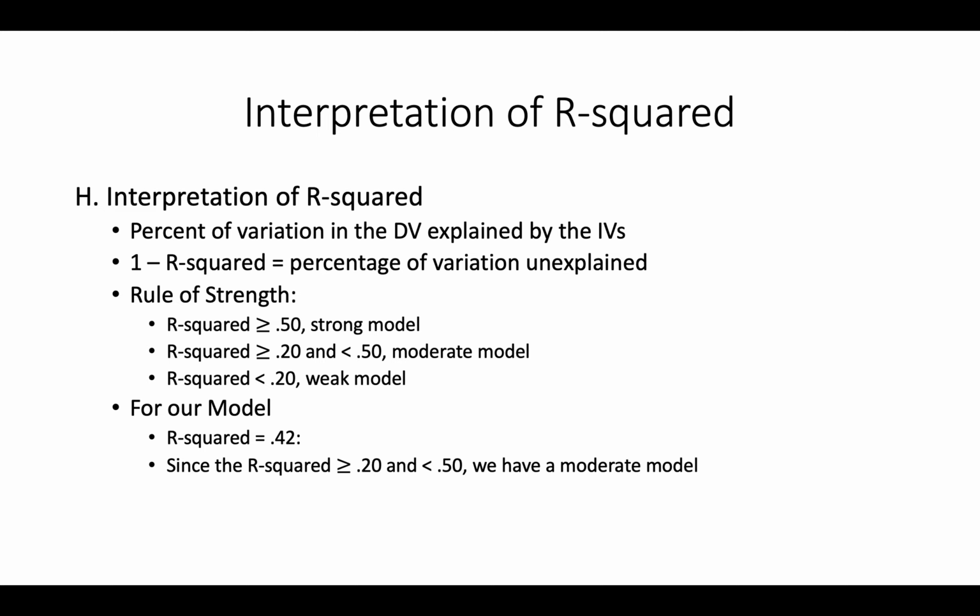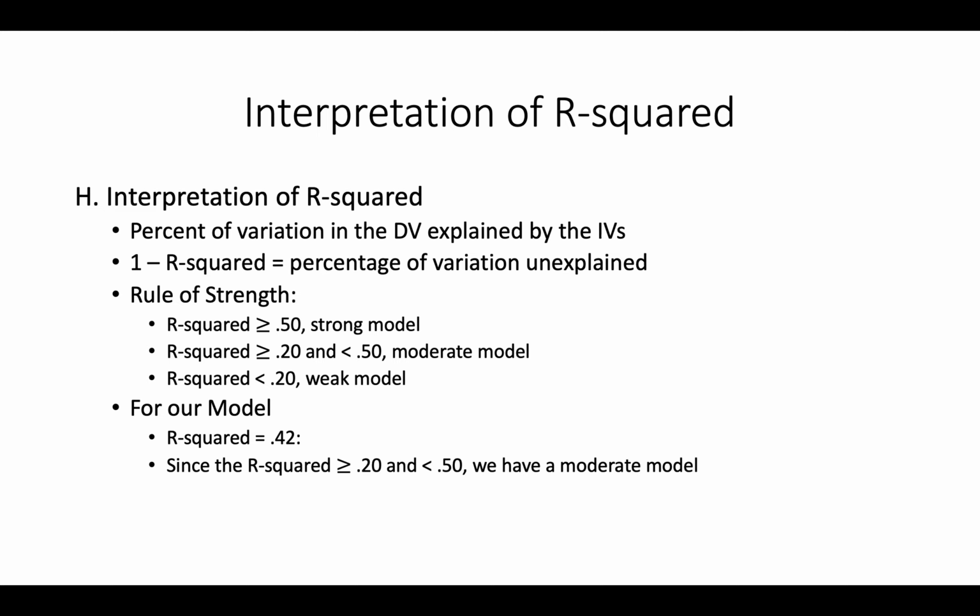We conclude our exercise with the interpretation of r-squared. Remember that it expresses the percentage of variation explained in the dependent variable by all of the independent variables. The percentage of variation that is not explained by the independent variables is found by the equation 1 minus r-squared. As you can see, there are rules of thumb for the strength of the models based on r-squared. An r-squared of greater than or equal to 0.50, or 50% of the variation in the dependent variable explained by the independent variables, is a strong model, while an r-squared between 0.2 and 0.5 is a moderate model, and an r-squared below 0.2 is weak.